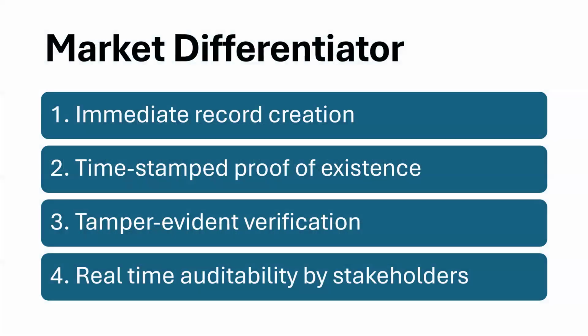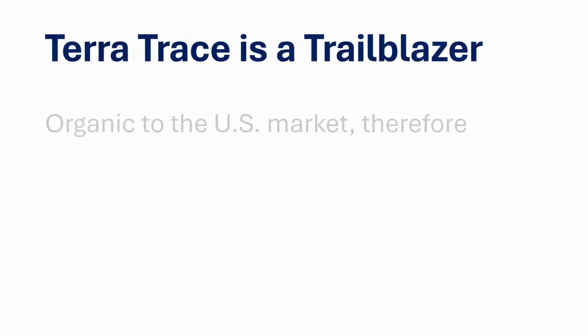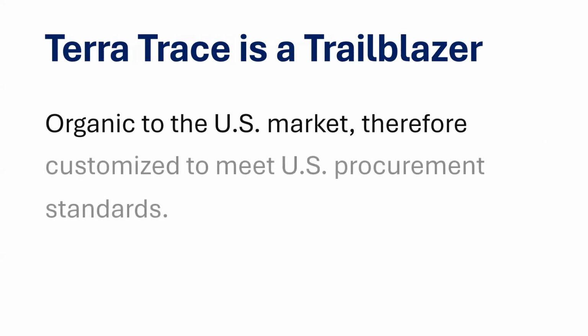It is a platform that publishes records as they occur, eliminates systemic risks such as record tampering, and enables third-party auditing of the supply chain. Terra Trace is a trailblazer. Terra Trace is the first cryptographically verifiable chain of custody management system.